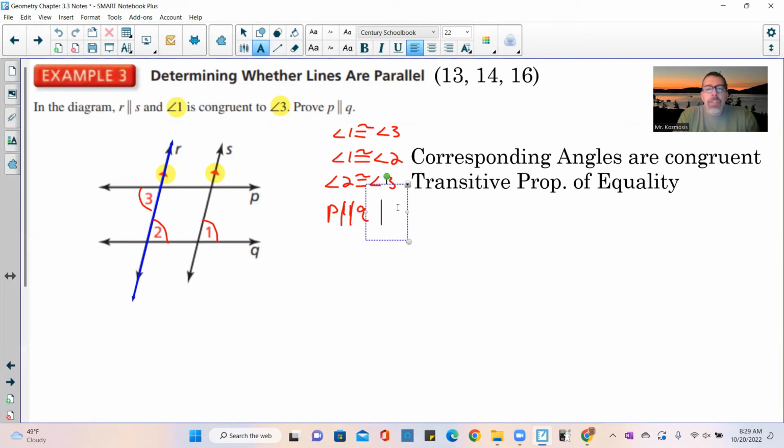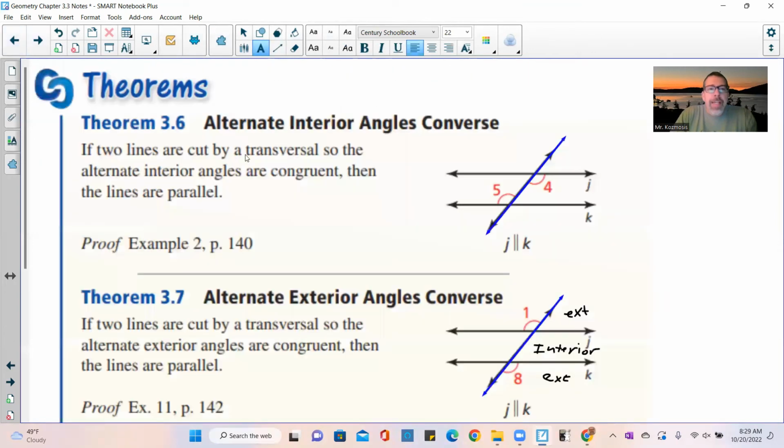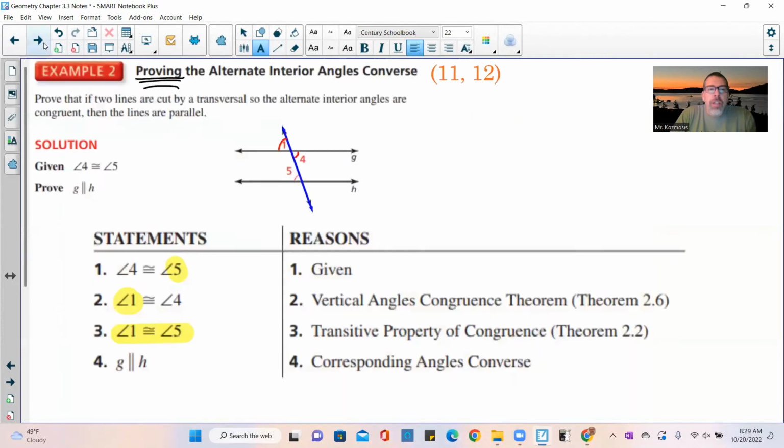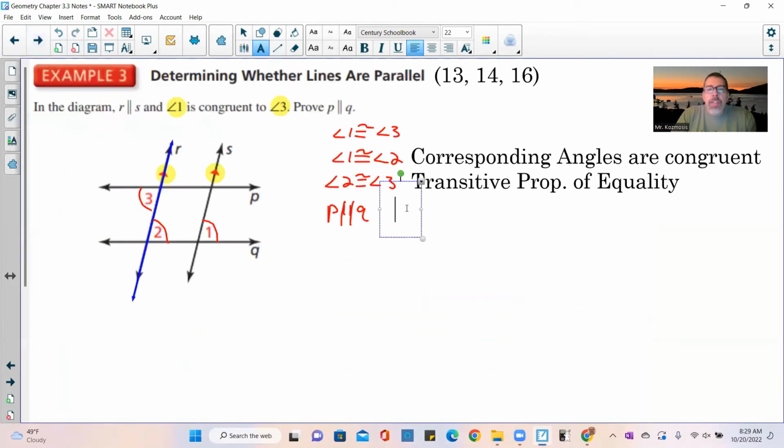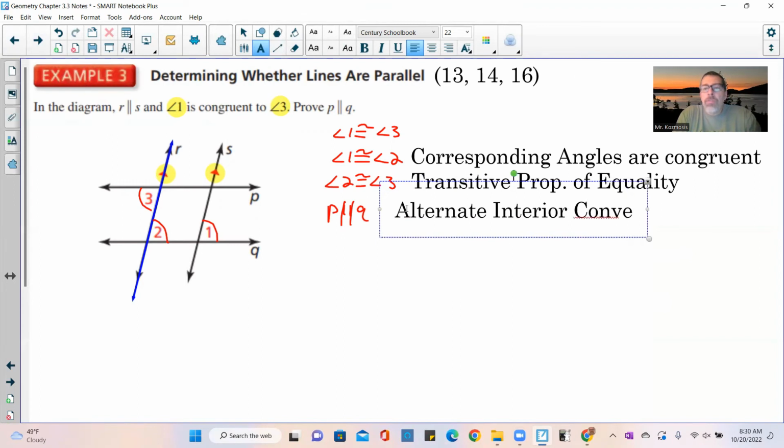alternate interior angles converse. So if I go back here, alternate interior angles converse says if two lines are cut by a transversal and the alternate interior angles are congruent, then the conclusion is the lines must be parallel. So that is alternate interior angles converse. Okay, alternate interior converse. So we just proved P is parallel to Q.